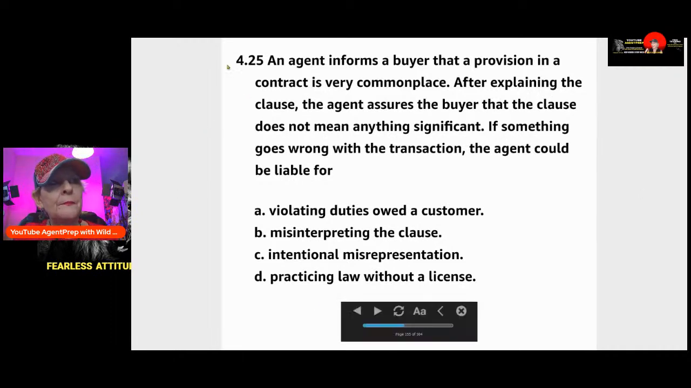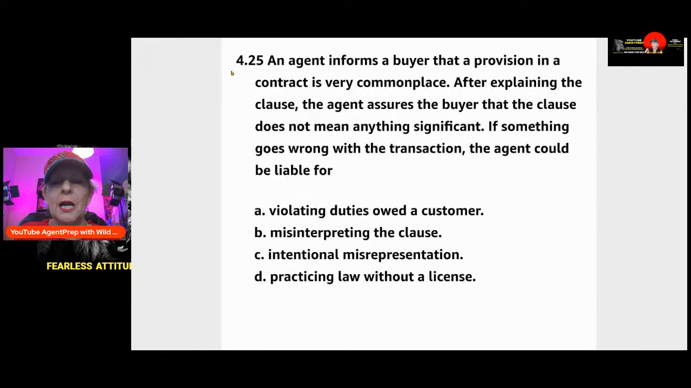All right, number 25. An agent informs a buyer that a provision in a contract is very commonplace. After explaining the clause, the agent assures the buyer that the clause does not mean anything significant. If something goes wrong with the transaction, the agent could be liable for what? So what are they saying? Agent informs a buyer that a provision in contract is very commonplace. Okay, remember, what can we or can we not do? How are we licensed? So the agent could be liable for A, violating duties owed a customer, B, misinterpreting the clause, C, intentional misrepresentation, or D, practicing law without a license.